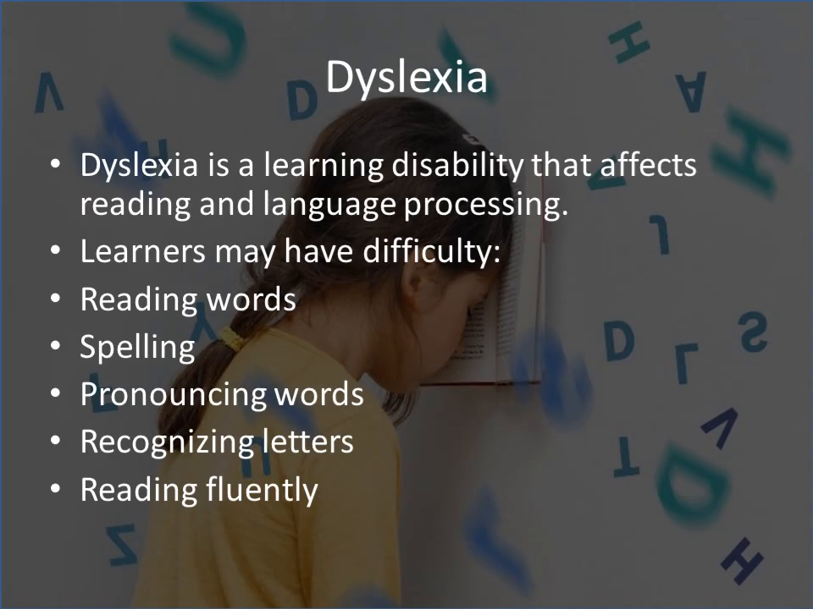So the first learning disability that we are going to talk about is dyslexia. Dyslexia is a learning disability that affects reading and language processing. So how a child is reading, or how the language is processed. Learners may have difficulty reading words, spelling words, pronouncing words, recognizing letters, and reading fluently. So dyslexia, the lex in it, language, right? Dyslexia is a learning disability that affects reading and language processing.